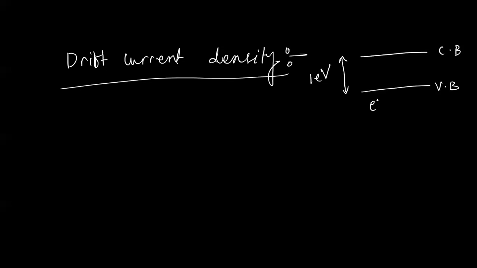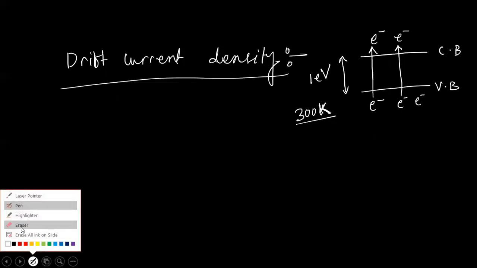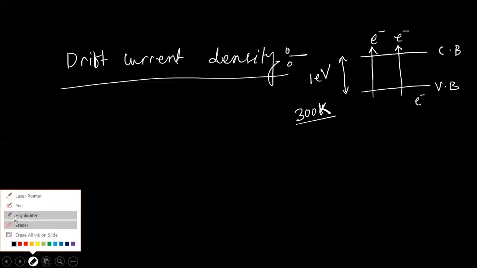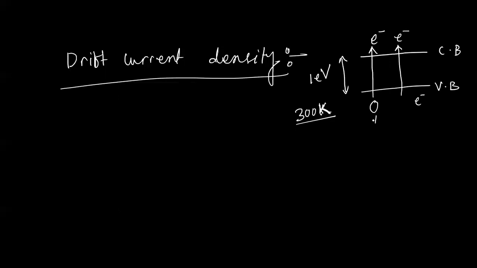So a few of the electrons from the valence band will always be elevated to the conduction band at room temperature, which is considered to be around 300 Kelvin. So you will see the electrons over here, and the holes will be created over here, in the vacated states. So these electrons in the conduction band and holes in the valence band are responsible for the process of conduction.